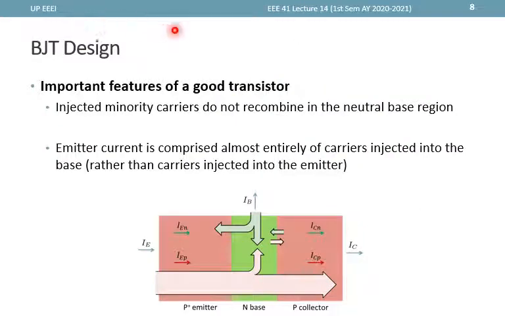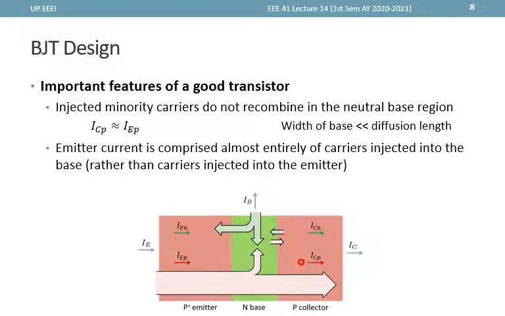So what makes up a good transistor, or what are the features that make it a good transistor? So going back to the forward active case, we don't want the injected carriers to recombine with the electrons at the base region. We want most of these holes right here to get to the collector side. So we do not want them to recombine in the neutral base region, and that basically means that this ICP, we want it to be mostly composed of this IEP.